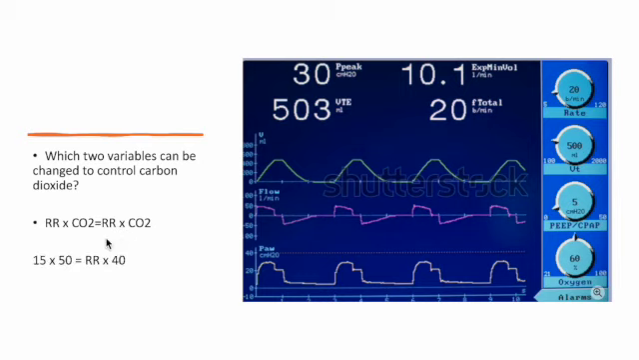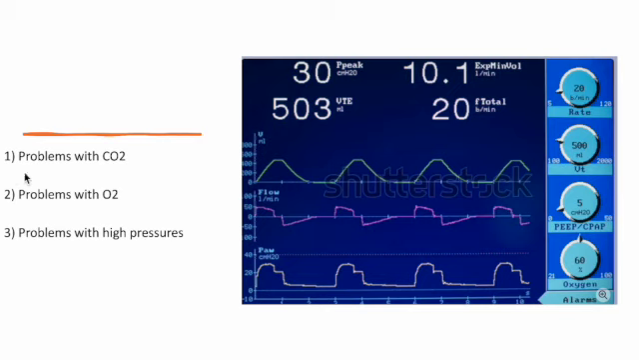So in this case, we said the current respiratory rate is 15, the current CO2 is 50, the desired CO2, we're going to choose something between 35 and 45, so 40, and then we're going to solve for the respiratory rate. So in this case, the respiratory rate would be 19. So we're going to change to a respiratory rate of 19. So for problems with CO2, we adjust the respiratory rate using that formula.